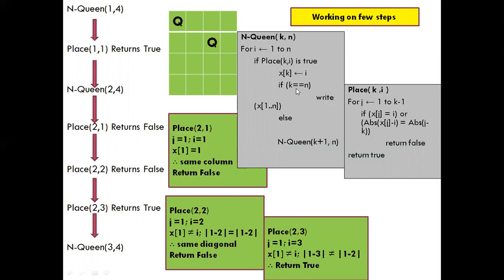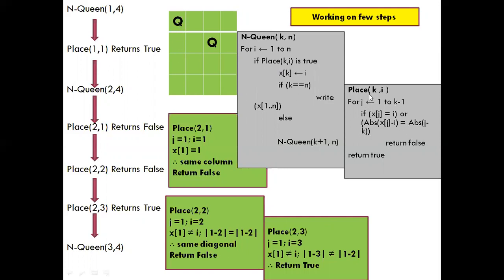Since k is not equal to n, you go to the else part and call the next function, which is n queen k plus 1 comma n. k plus 1 is 2 comma 4. So n queen 2 comma 4 is called. When n queen 2 comma 4 is called, again i becomes 1, and place will be 2 comma 1. Place 2 comma 1 is this position. When you look at it, it should actually return false because you cannot place it here. They are in the same column. Let's see what it returns.